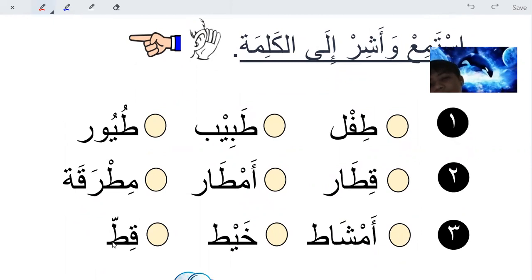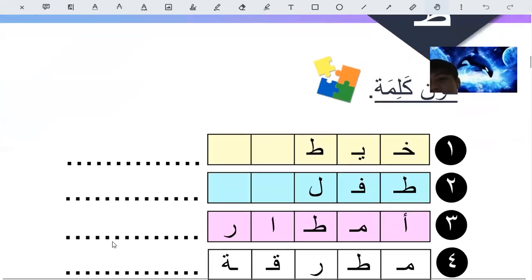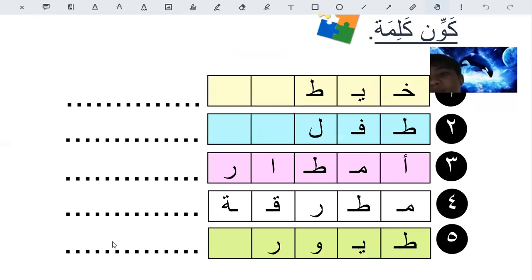Doctor. The tabib. Hammer. Mitraqa. Combs. Amshat. Kawin kalima, make the word.